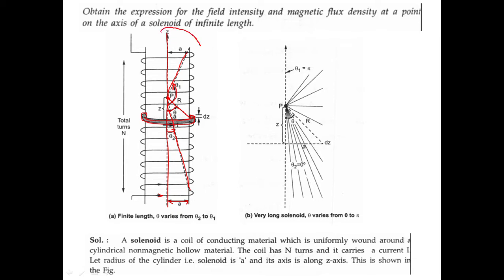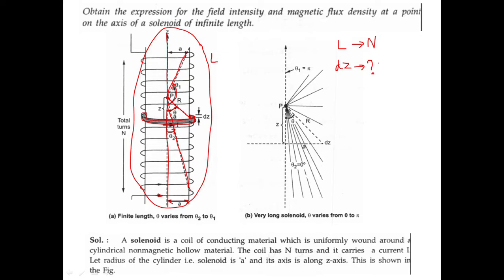Now if you take the whole solenoid, and I take the length of this as L, so for a solenoid of length L, there are capital N turns, right? Now I have taken a small part of the solenoid here, that is dz. So for the length dz, what are the number of turns?